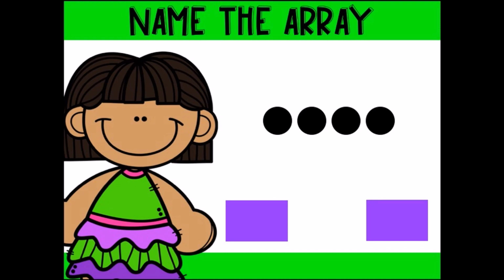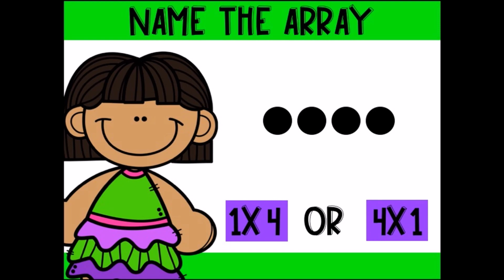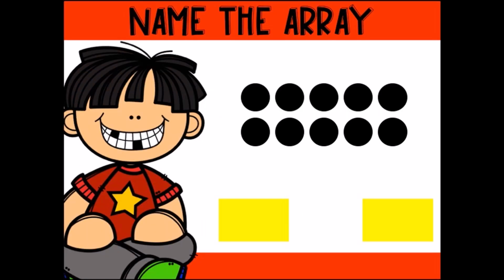Please write this array in two different ways using that X symbol. That means times. Our answer is 1 times 4 or 4 times 1. Very good. Name this array. How many rows do we have? How many columns? And then flip it.